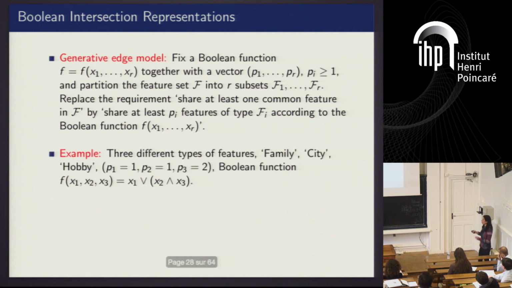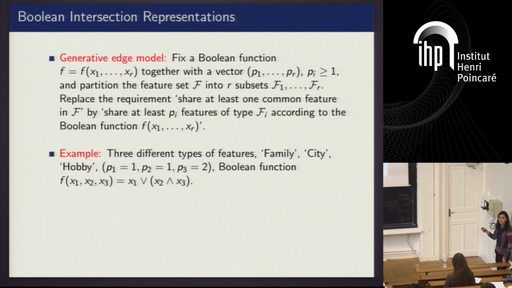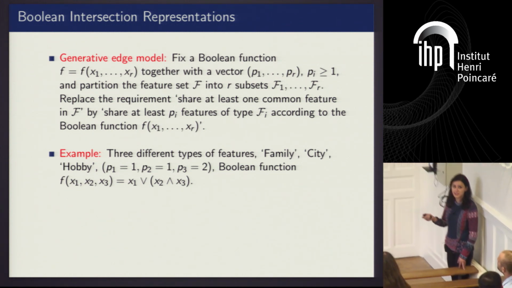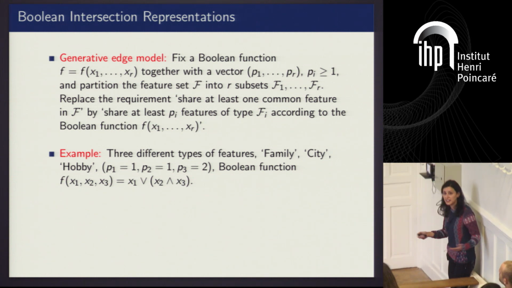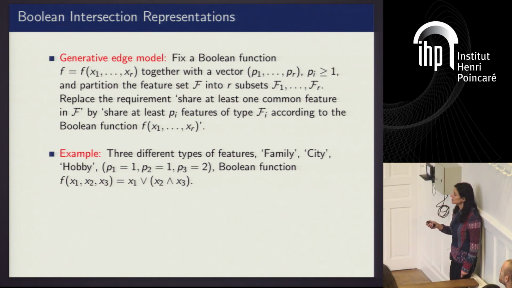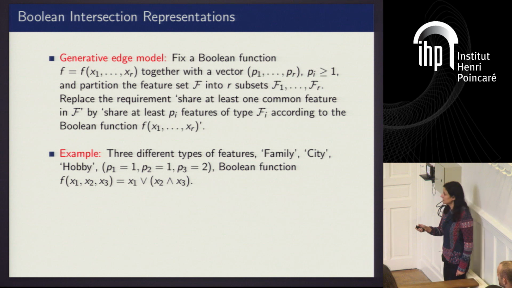And this seems pretty complicated, so let me give you an example. It's actually pretty straightforward. Let's assume we have 3 different types of features. Family features, something related to your family background, city features, cities you may have lived in, and hobby features. And it makes sense to partition them because they're very different types of features. And let's assume that the values I picked are P1, P2, P3 equal to 1, 1, and 2, and that the Boolean function of interest is x1 or (x2 and x3).